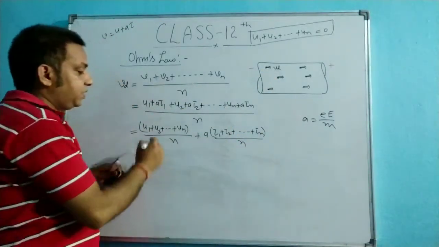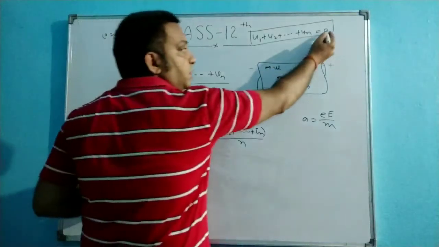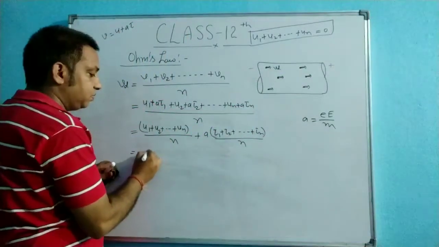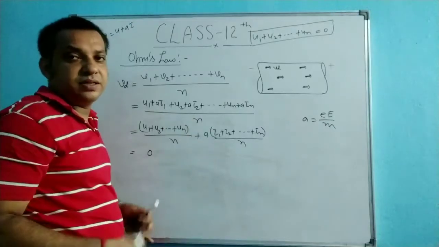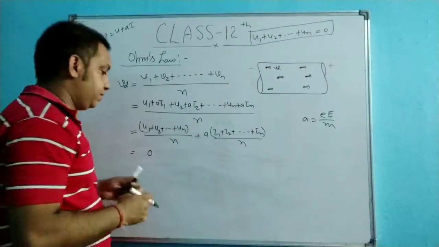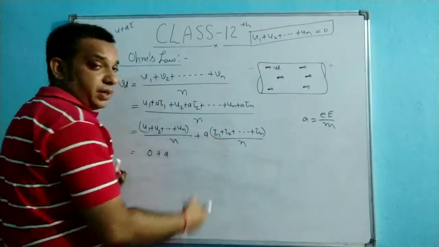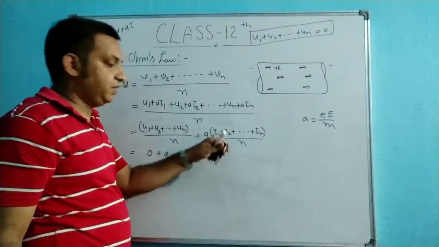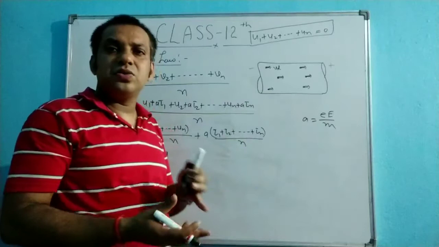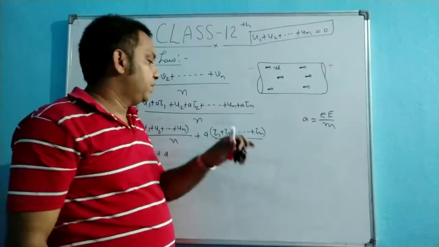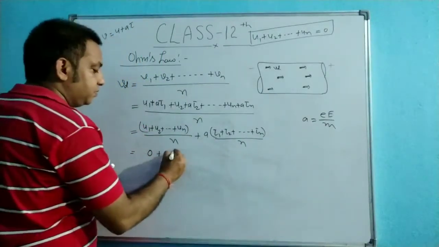Clear? Now see this: u1 plus u2 plus u3 dot plus un is how much? 0. So this value will be 0, because the net initial velocity when the potential difference is not applied is 0. That is why it is not causing a current. So here you will get 0 plus a into the average relaxation time. These are the individual values, because the matter is the same, so the nature of the electrons is also similar. So individual relaxation times I am taking the average, and the average relaxation time is tau.